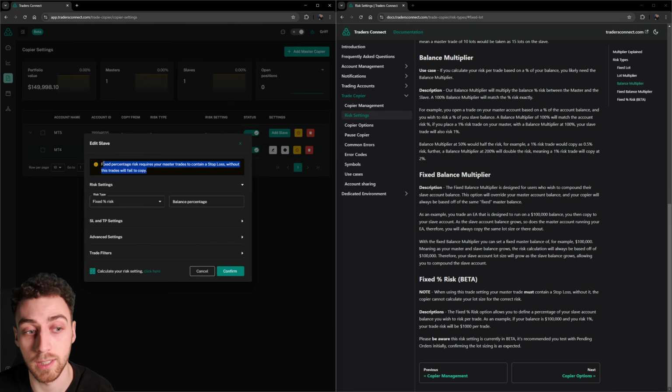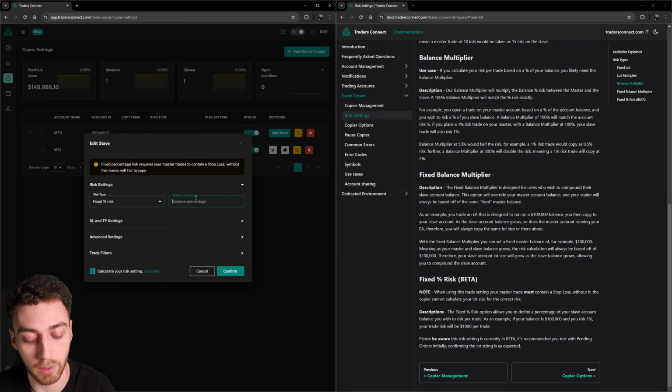trade open, and you can see that when you select it here, there's a little warning. The reason that we have to have a stop loss on your master account at trade open is so that we can perform the lot size calculation. If you don't have a stop loss on your master account, specifically at trade open, it can't be added a few seconds later, then we won't be able to calculate a custom percentage risk for you.